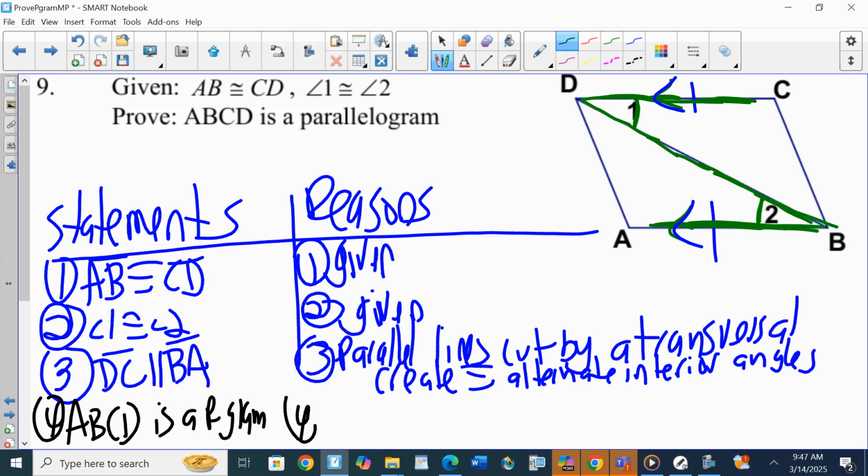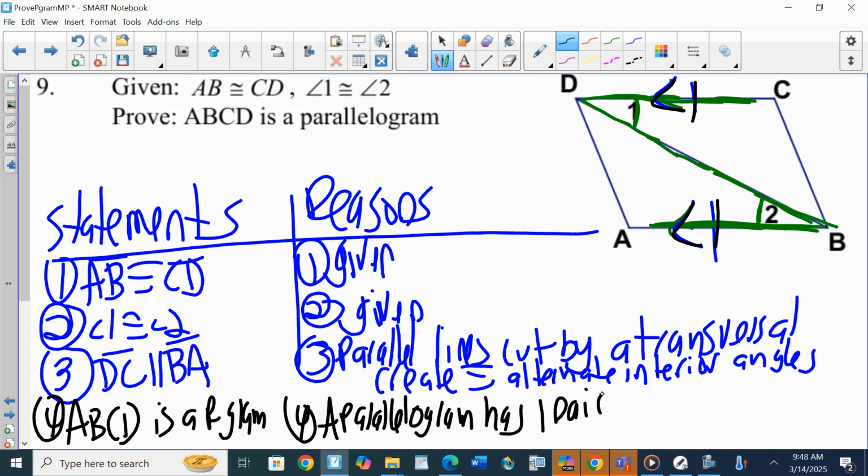The reason always starts with a parallelogram has. Well, what did I prove? I proved that it has one pair of opposite sides, both congruent and parallel. A parallelogram has one pair of opposite sides congruent and parallel. That's how I prove parallelograms.